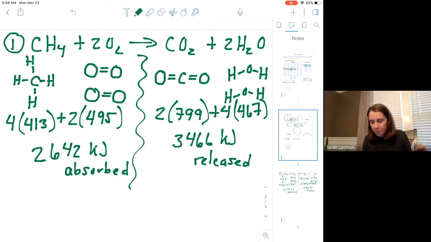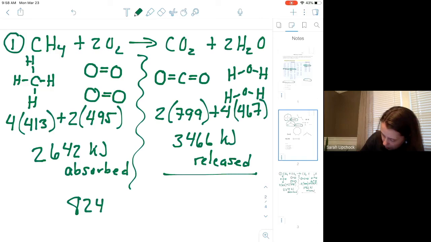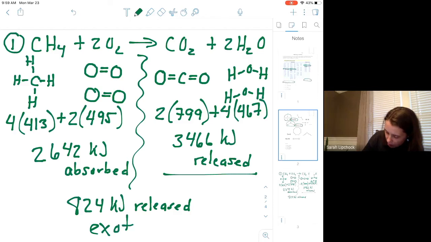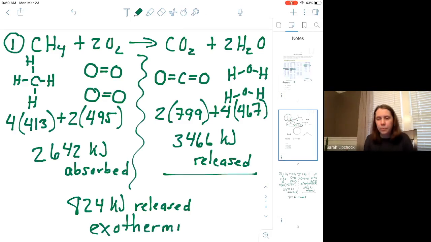Now the last step is to compare the two. We obviously are releasing more energy than we are absorbing, because that number is bigger. So we're going to look at the difference between those. If we do 3,466 minus 2,642, you get 824 kilojoules. That's your net energy transfer, and it's going to be released because the energy on the product side is bigger. This means that we have an exothermic reaction. Those are the steps you're going to go through. Do not skip drawing the structures, because that's the number 1 place students make mistakes. If you can't see what you're counting up, it's going to be difficult to do it accurately.